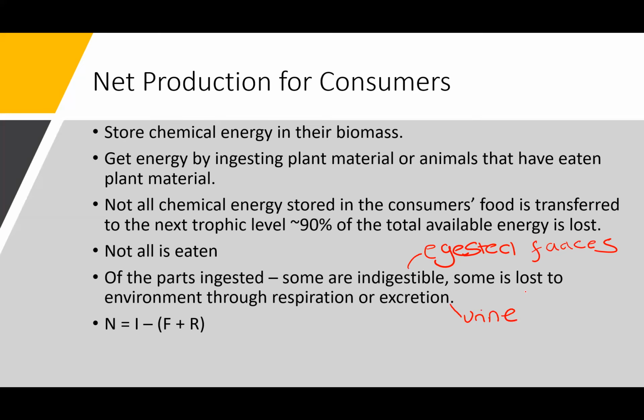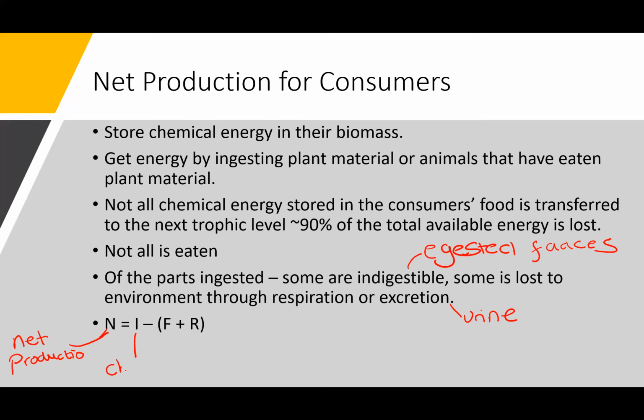And a quick reminder again, when production is expressed as a rate, we call it productivity rather than just production. So the net production of consumers can be calculated using this formula below. N in this situation stands for net production, like I just said, or net productivity if we're talking about it as a rate. That's our net production, N. I is our chemical energy ingested in food.